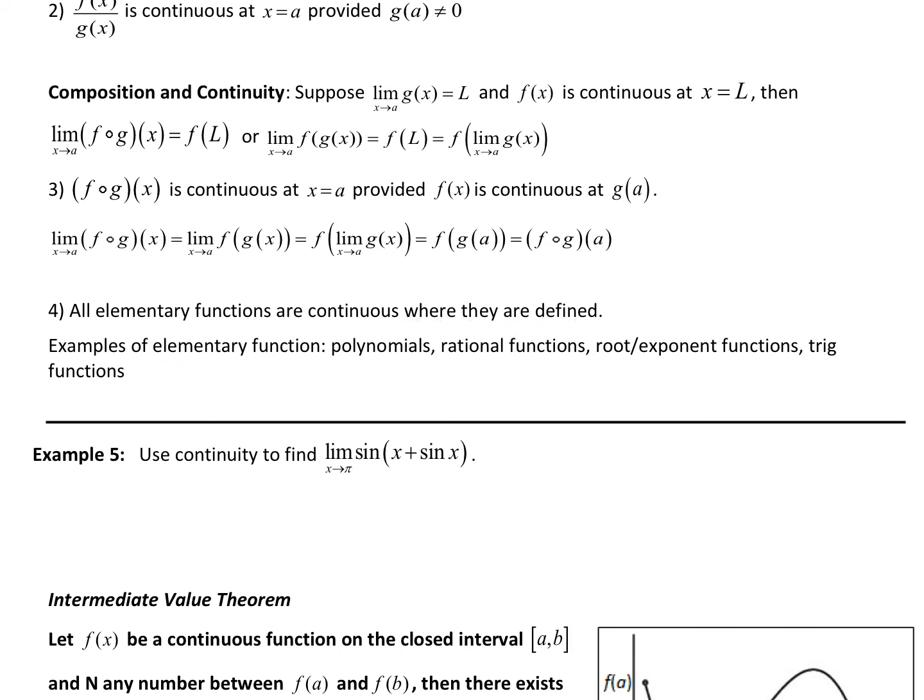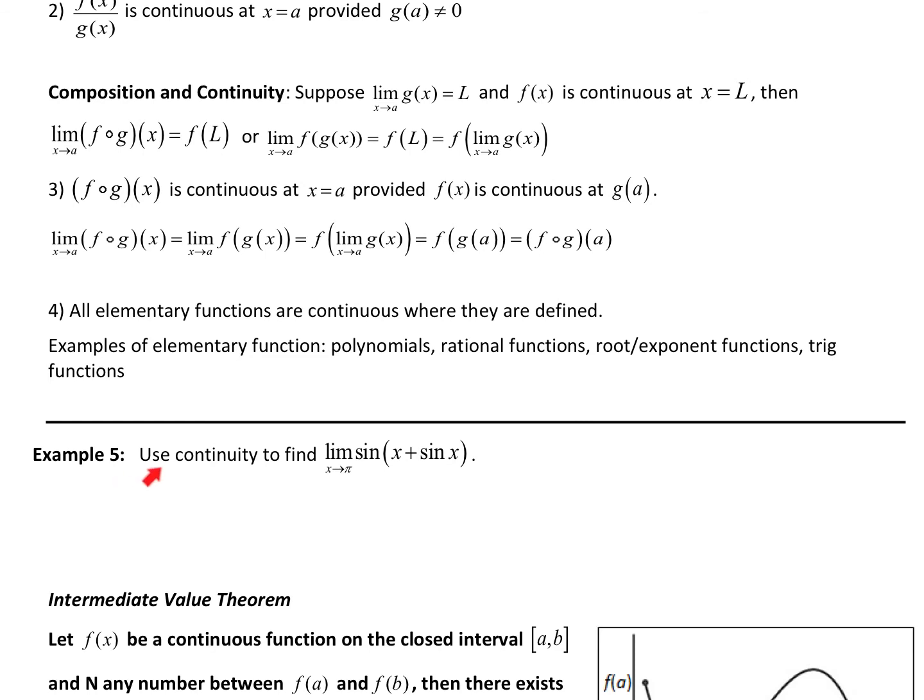Also, all elementary functions are continuous where they are defined. So pretty much all the functions we know: polynomials, rational functions, square roots, exponentials like x squared and e to the x, and trig functions like sine, cosine, tangent. Wherever they're defined, the functions are continuous. So all the functions we've learned so far are continuous on their domain.